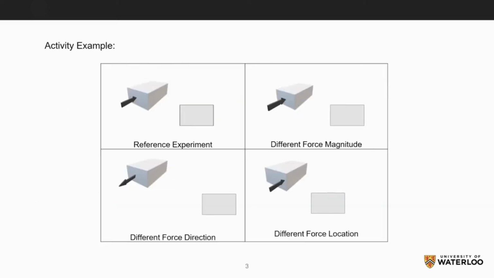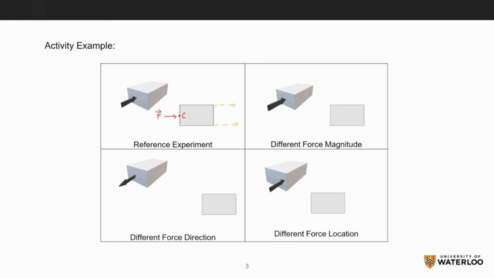Here we will assume the object is the gray box, and the arrow represents the corresponding magnitude, direction, and location of the force applied. For the reference experiment, we will apply a force to the center of one of the faces of the box, labeled C, and in a direction to the right. The box will travel to the right in a straight line.